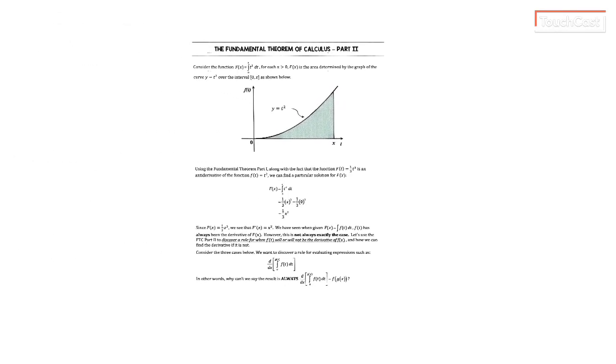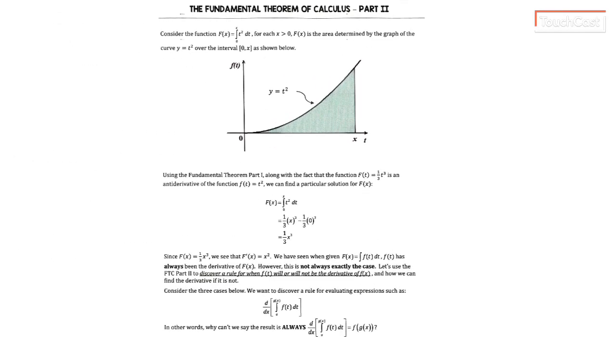So in our last video we talked about the Fundamental Theorem of Calculus Part 1. This time we're going to talk about the Fundamental Theorem of Calculus Part 2. So we are going to consider that we have a function, it can be anything really, for any x values really in its domain, bigger than 0. The big F of x is then the area determined by the graph of the curve over the interval from 0 to x, as an example is shown here in the graph.